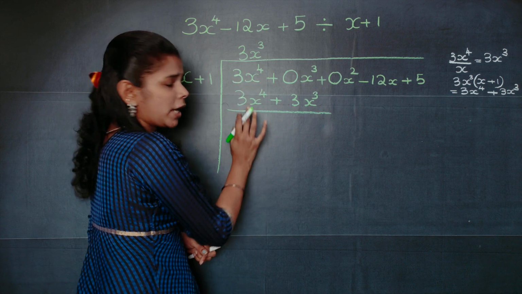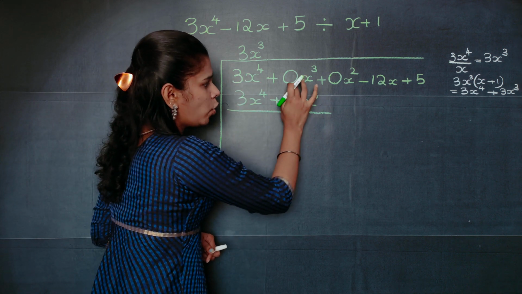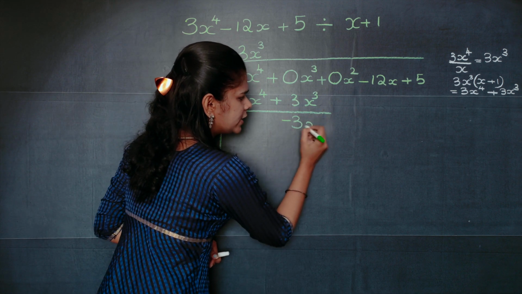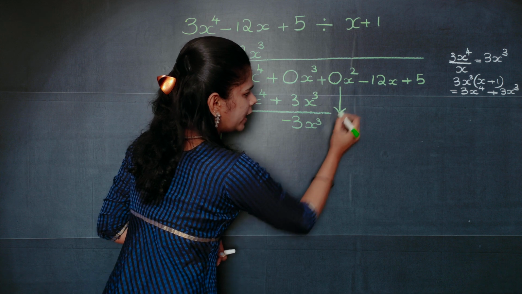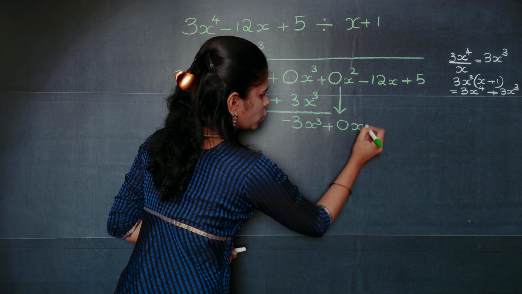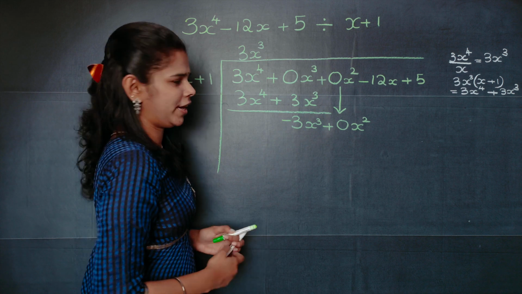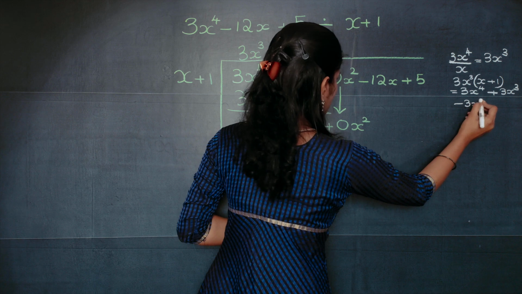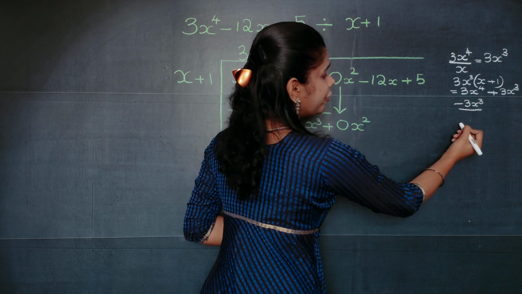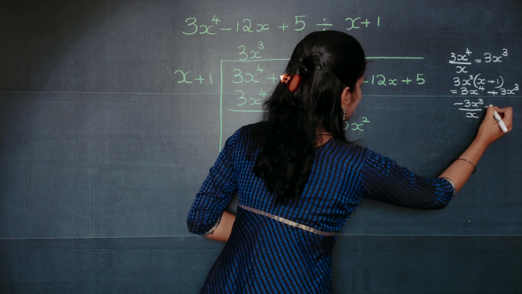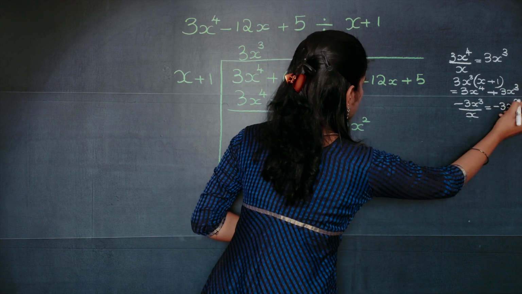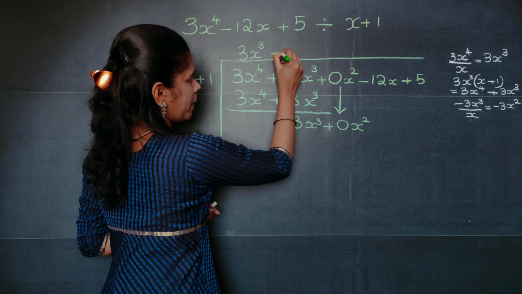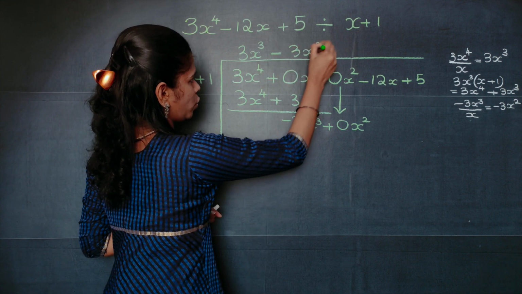So here when you subtract, you will get 0. Here 0 minus 3, so it becomes negative 3x cube. And then you will bring down the next term, plus 0x square. So this is your new dividend. So you will take the first term of this new dividend, that is negative 3x cube, and then you will divide it by the first term of the divisor, that is x. You will get negative 3x square. So that is your next term of the quotient. So you will write minus 3x square.